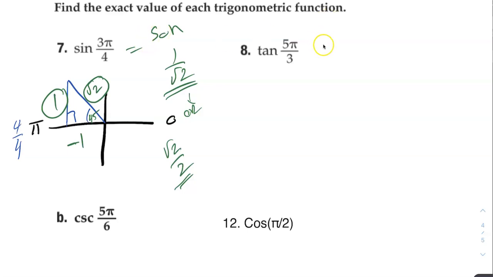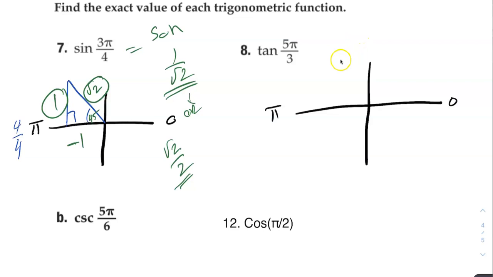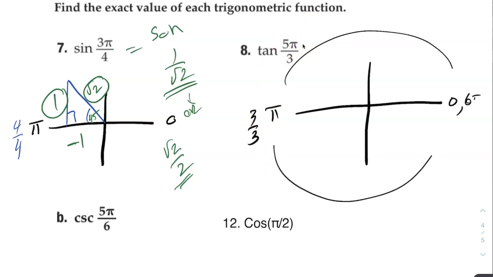Next one, tan of 5 pi over 3. So we're going to graph it. Here's 0, here's pi. So the trick is make this 3 over 3. Right, so we're going 0 to 3 over 3. Now remember, the way it works is 1 less is 2, 1 more is 4. So I need to go around again. It's 6 pi over 3, also known as 2 pi. And since we're going this way, it's positive, we're going up, 3 over 3, going back, 3 over 3. We're a little short. It's going to be over here somewhere.